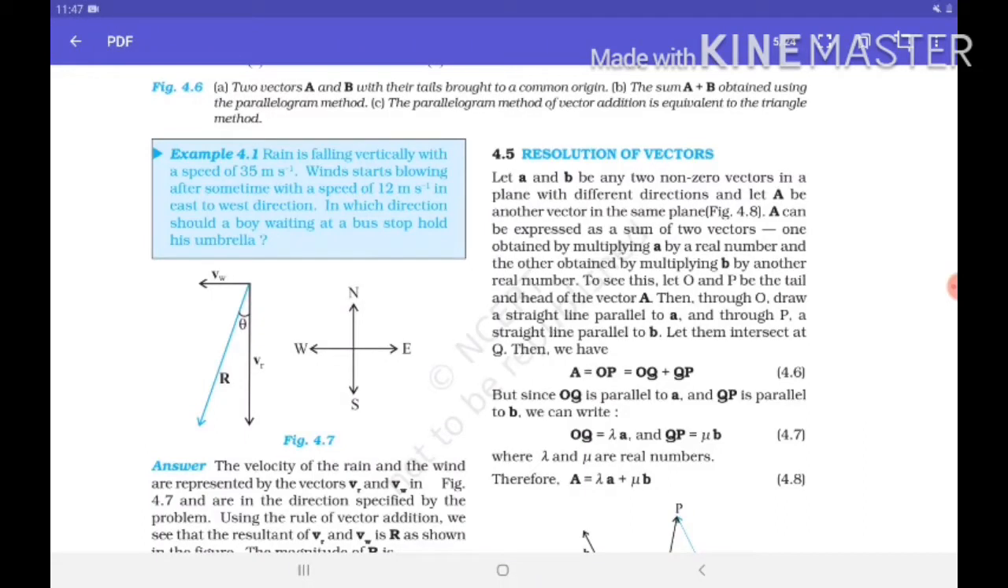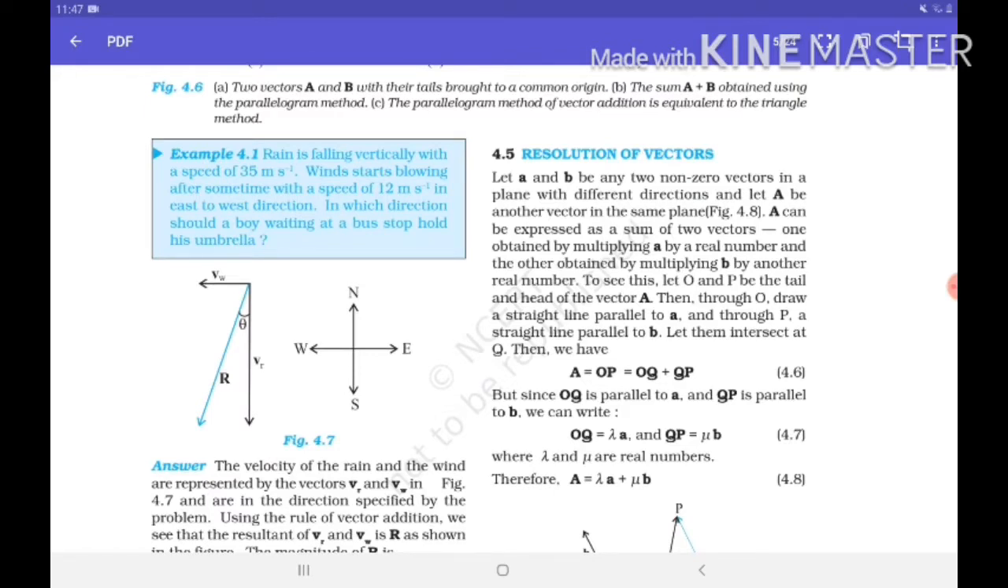So in the previous video we have just stopped at resolution of vector. Let a and b be any two non-zero vectors in a plane with different directions, and let A be another vector in the same plane. A can be expressed as the sum of two vectors, one obtained by multiplying a by a real number and the other obtained by multiplying b by another real number.